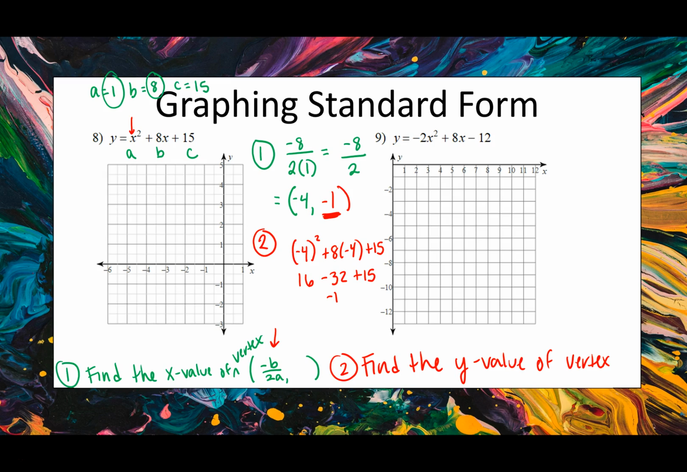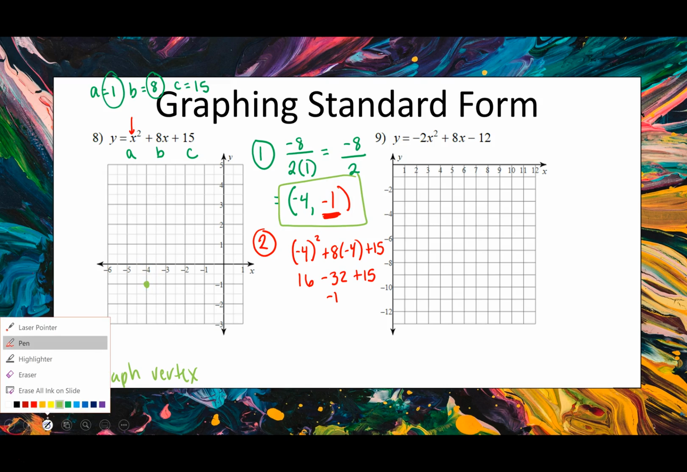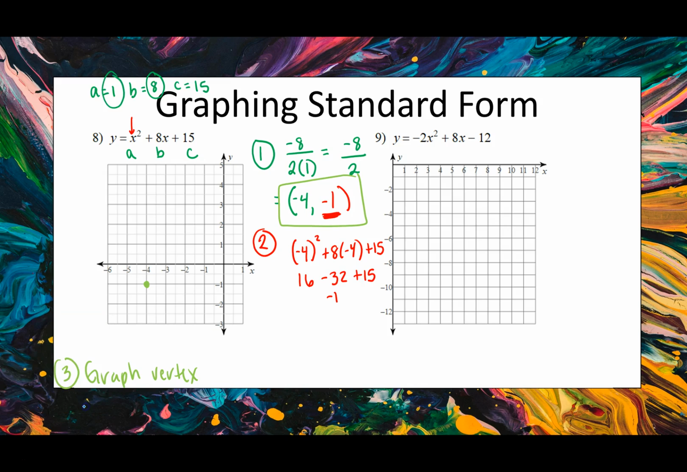All right, now the next thing I'd like to do is graph the vertex. So we'll go a different color here, why not? Step 3: graph the vertex. All right, so my vertex is going to be (-4, -1), which is located right here. All right, step 4 is going to be to draw the axis of symmetry.